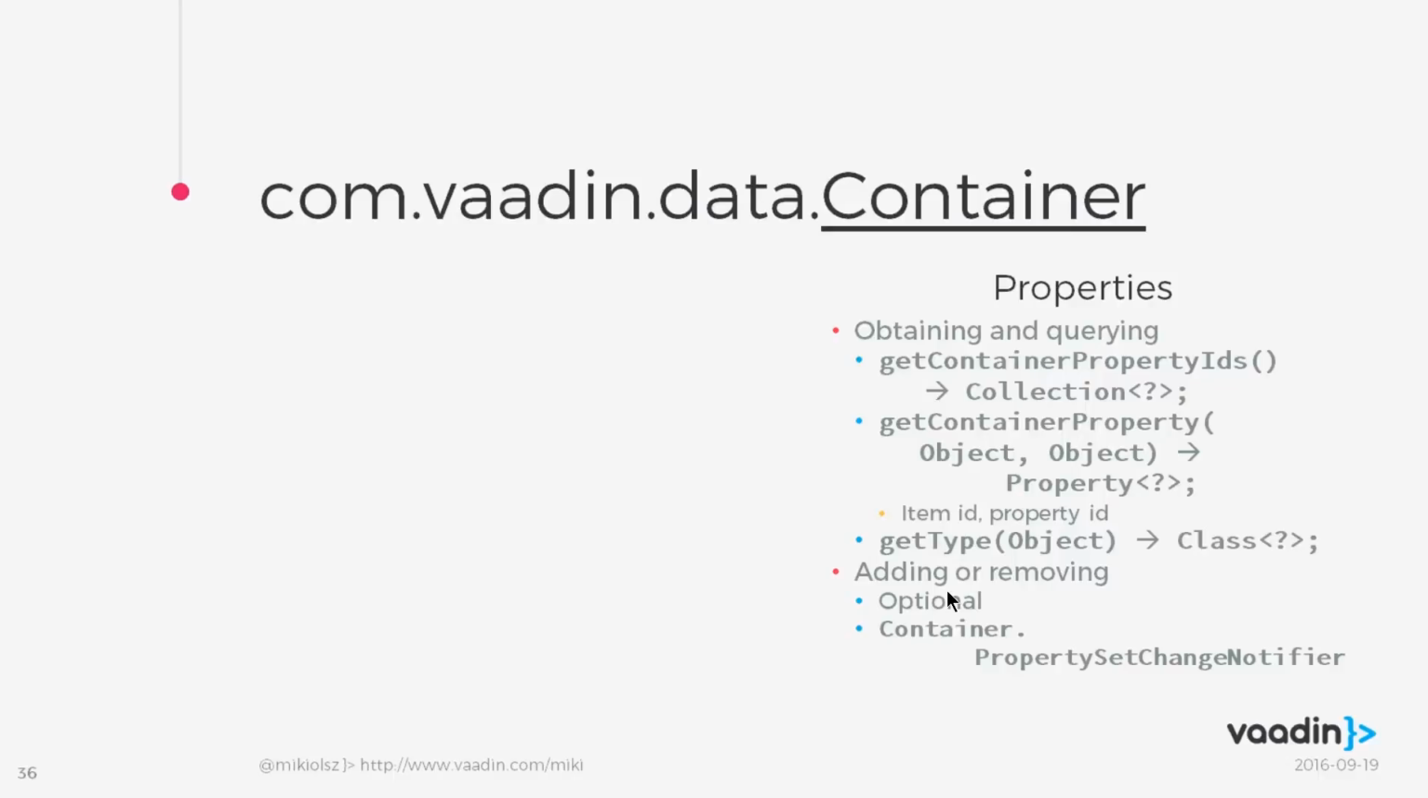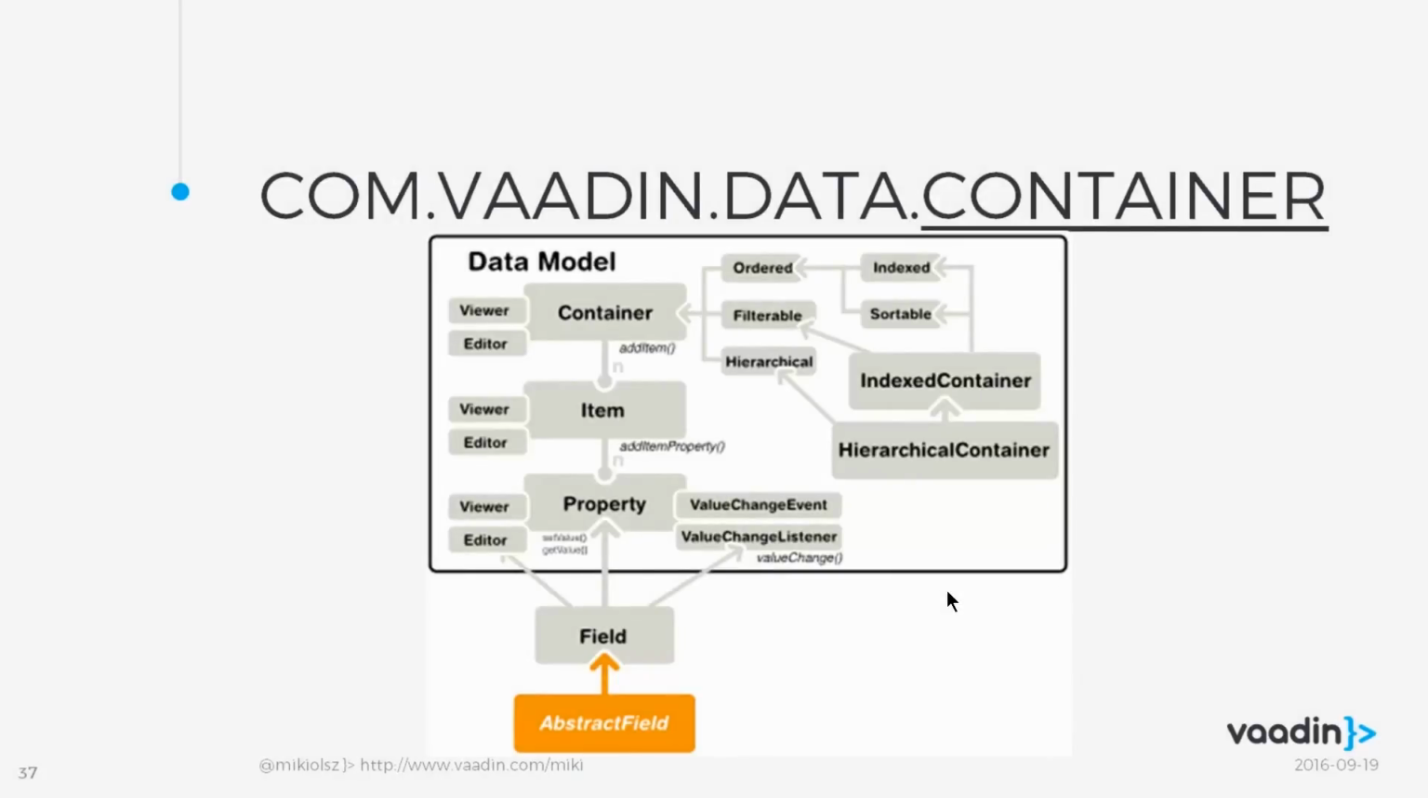This is the visual of what I just said previously. You can see the container here up. These are the features. So there is ordered, indexed, filterable, sortable, hierarchical. I will explain those in a few minutes. Container contains items. Items contain properties. And then a field is an implementation of a property. So that's why you get all the benefits of a property inside a Vaadin field.